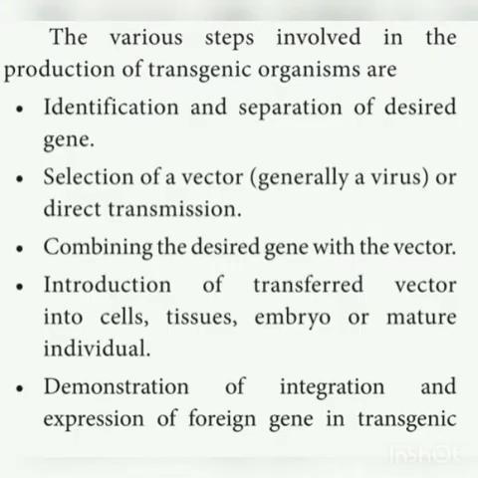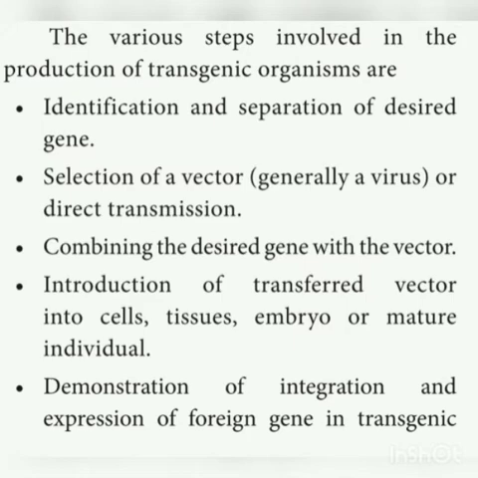There are various steps involved in the production of these transgenic organisms. They are identification and separation of the desired gene, selection of a vector or direct transmission, combining the desired gene with the vector, and introduction of the transferred vector into cells, tissues, embryos, or matured individuals.